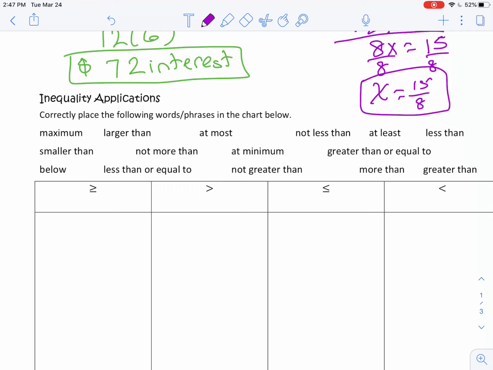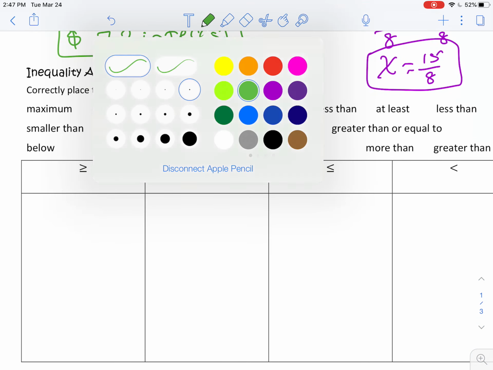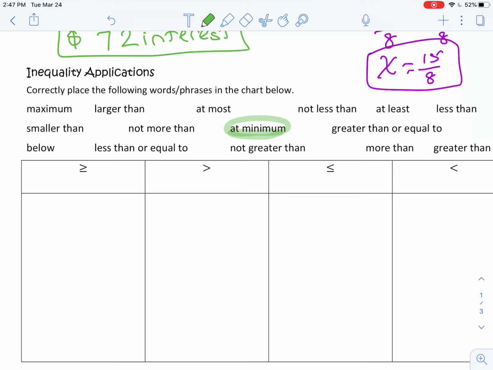All right. Now, I'd like to go down to this inequality applications and I want to give you more direction. So I want you to think about these words, and you can start anywhere you want. Let's start down here with at a minimum. Let's say that you're running a restaurant and it says at a minimum there has to be 15 people there for you to open the doors.